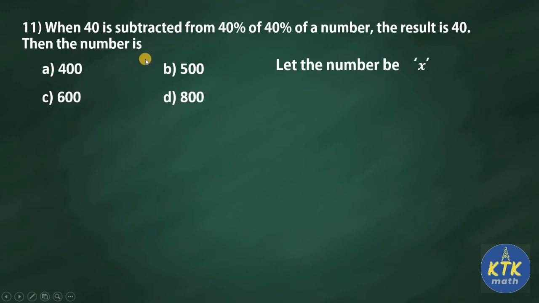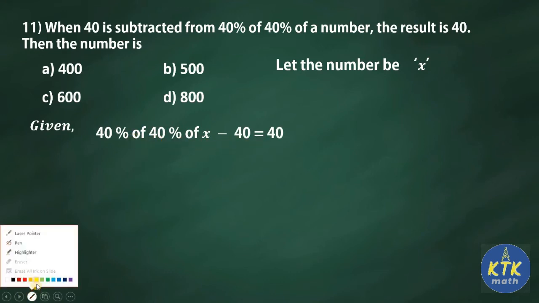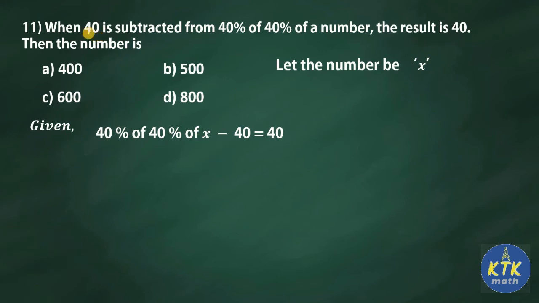So how am I going to frame the equation from the given statement? Check out here: 40% of x minus 40. Remember, in the question 40 is subtracted from something, so that 40 comes here, minus 40. From what are they subtracting? 40% of a number. So 40% of x, that number I am assuming as x here. The result is 40, therefore equal to 40 comes there.